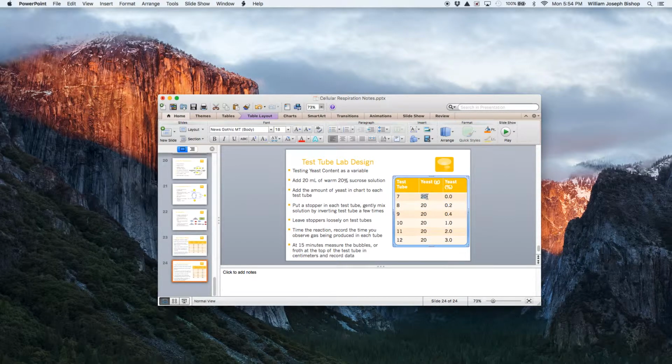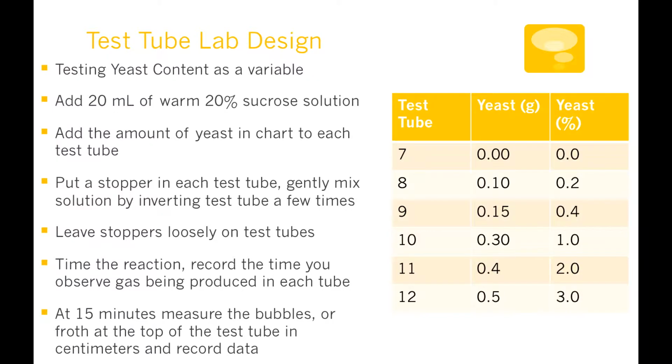So we need to have 0.0 grams, 0.1, 0.15, 0.3, 0.4, and 0.5. Alright, so now we have varying amounts of yeast.